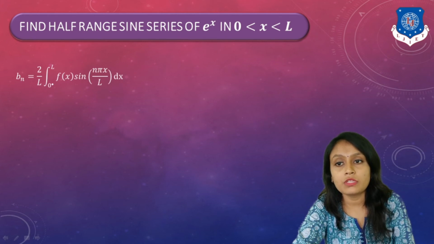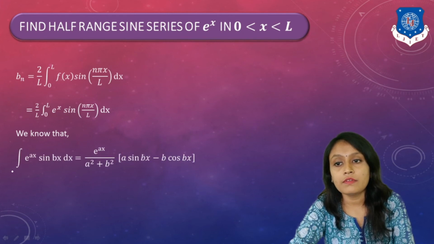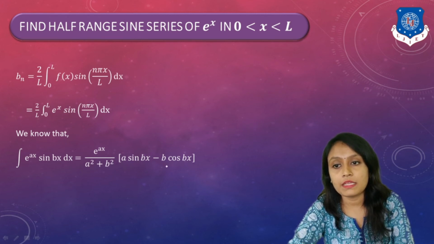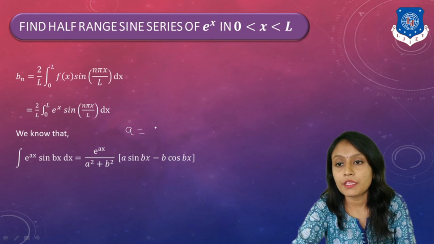Just substitute the value of the function f(x), that is e raised to x. So here you will get 2 upon L integration 0 to L e raised to x sin n pi x upon L dx. Now to solve this, we will apply the formula for integral of e raised to ax sin bx dx, which is e raised to ax upon a square plus b square, times a sin bx minus b cos bx. Comparing, your a is 1, and b is n pi upon L, right?